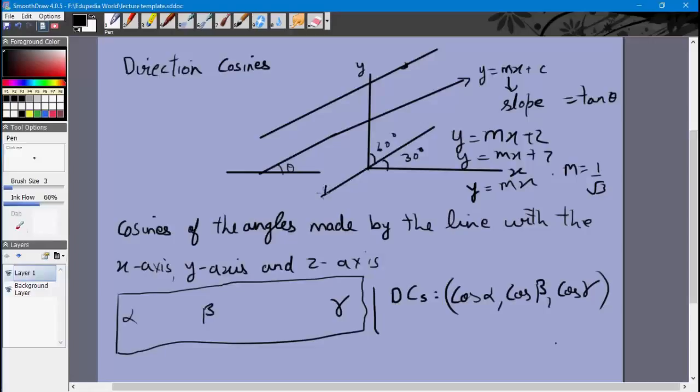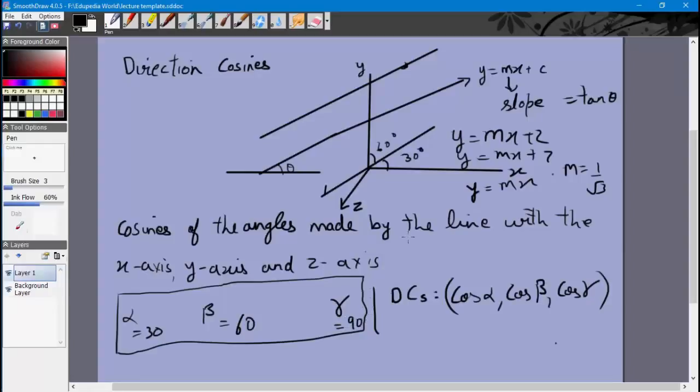Well, this is the z-axis. Let's say this is the z-axis. So the line lies in the xy plane. It does not have any z component. In fact, we are actually looking at a two-dimensional line, right, in two dimensions. So the angle made with the x-axis, alpha, is 30. In this case, the angle made with the y-axis, beta, is 60. The angle made with the z-axis, gamma, is 90 degrees.